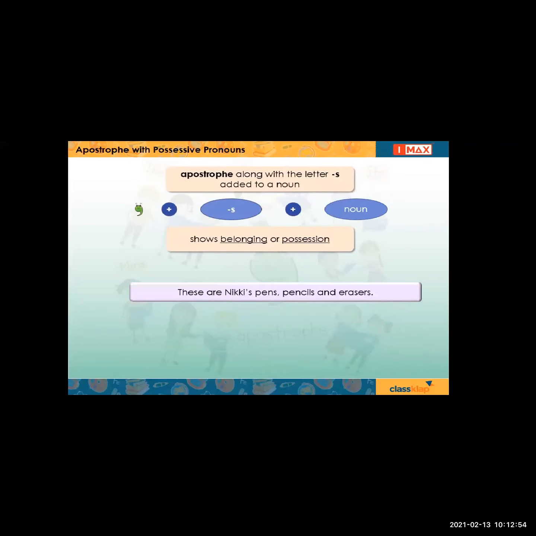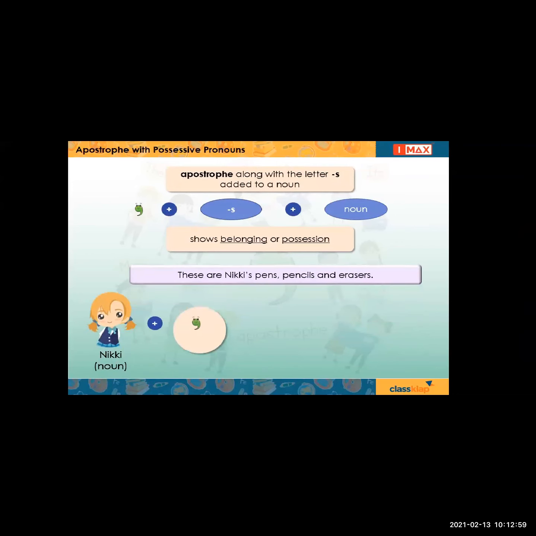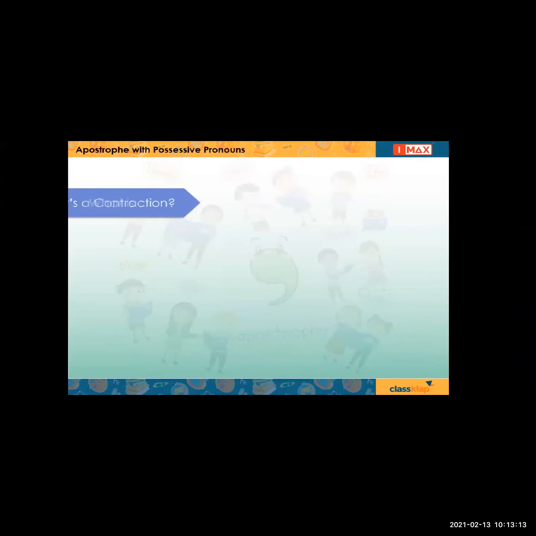An apostrophe along with the letter S added to a noun shows belonging or possession. It shows that something belongs to someone. For example, these are Nikki's pens, pencils, and erasers. The apostrophe along with the letter S added to the noun Nikki shows that the pens, pencils, and erasers belong to Nikki.